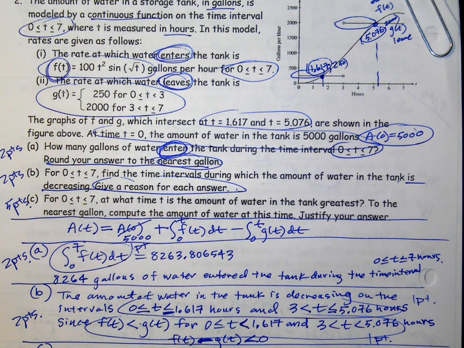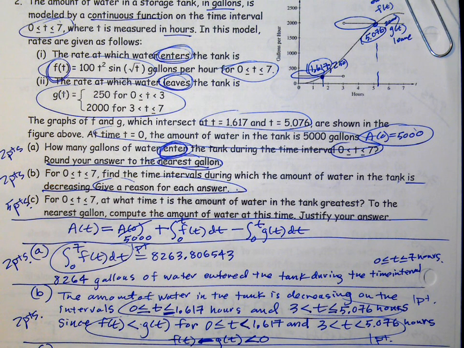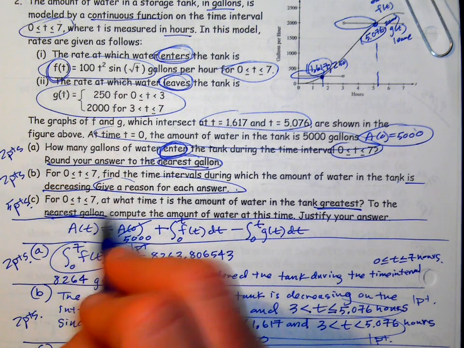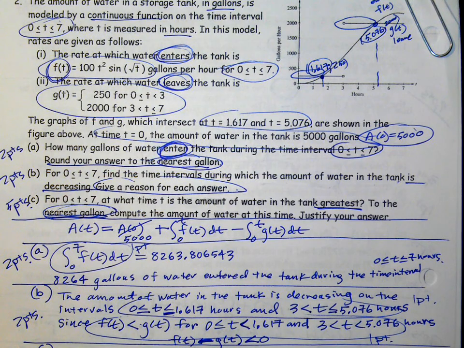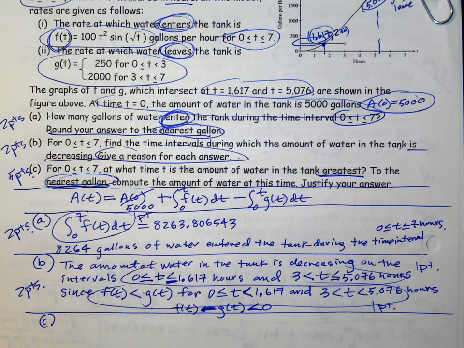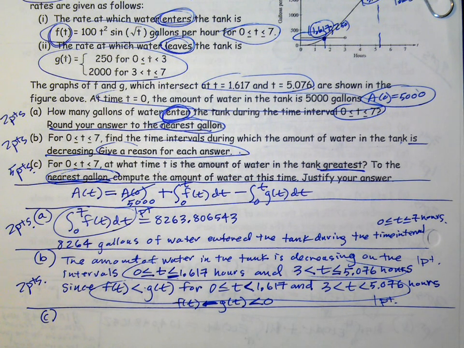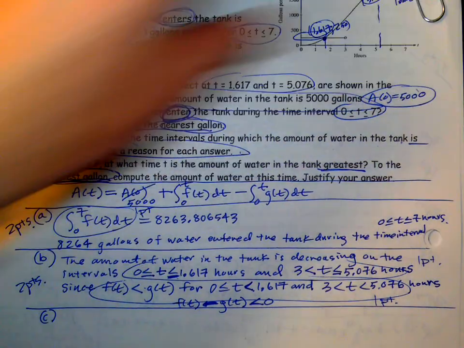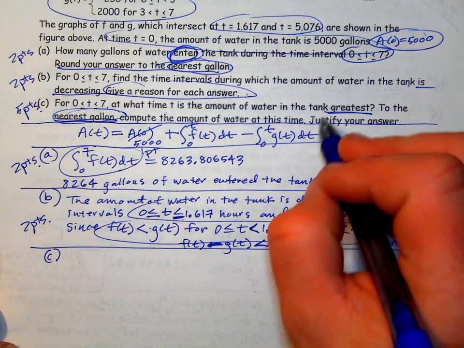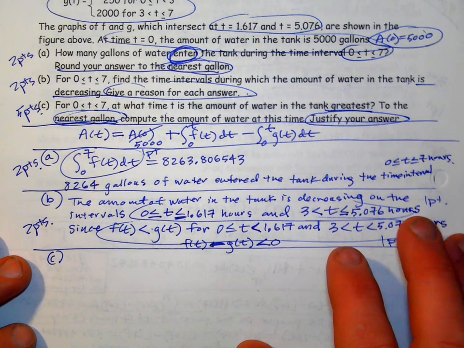Okay. Now, part C is 5 points. For 0 ≤ t ≤ 7, at what time t is the amount of water in the tank the greatest? To the nearest gallon, compute the amount of water at this time. Justify your answer. So they're saying what time and tell us how much. I always answer my absolute maxes and mins with the amount and the location, because sometimes I ask for the amount, sometimes I ask for the location, sometimes I ask for both. And in any of those situations, I'm covered. I hope I've been telling you guys to do that since chapter 1, so hopefully you don't even think twice about it. Justify your answer means name the theorem, name how it works, show all the work that goes to it.